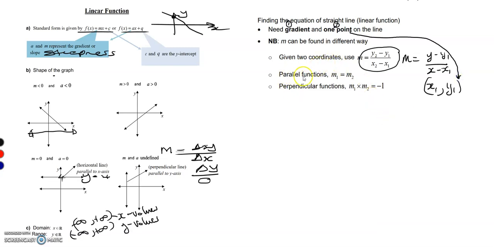Now parallel lines. Parallel lines are shown with these arrows, and these are lines that never meet. It means that your m1 and your m2 are equal. Then perpendicular lines meet at 90 degrees, and we are saying m1 times m2 must give you -1. That's what you must know.